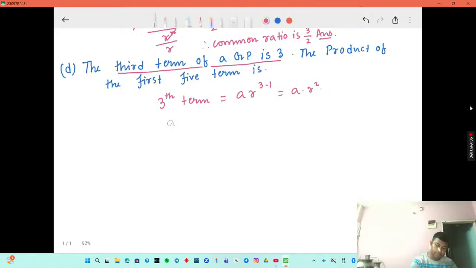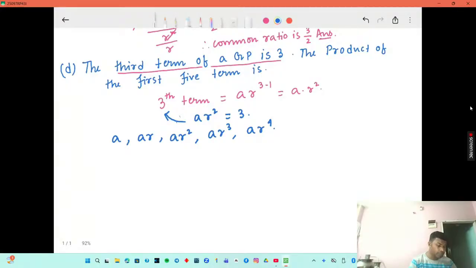So therefore a r square is equal to 3, because the third term of the GP is 3. Now, what is the first term? The first term will be a, the second term will be ar, the third term will be ar square, the fourth term will be ar to the power 3, the fifth term will be ar to the power 4. Is it clear to you?